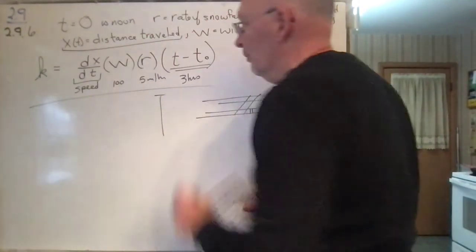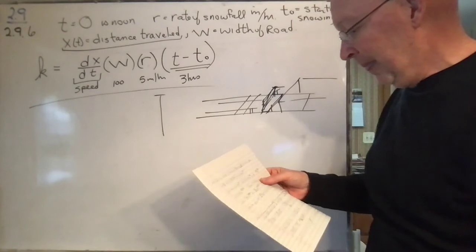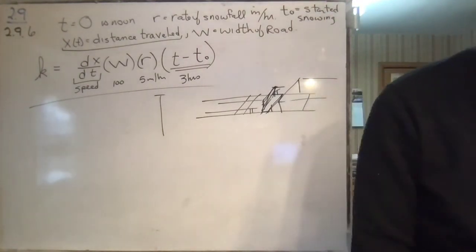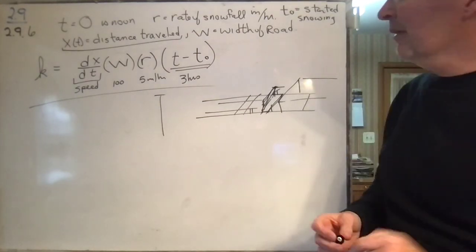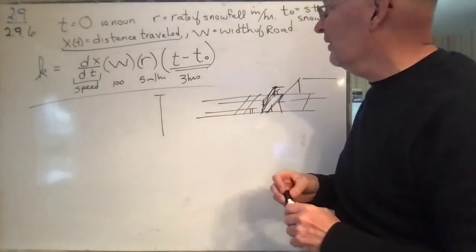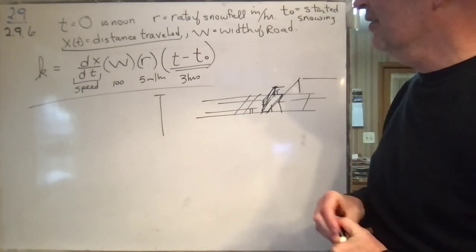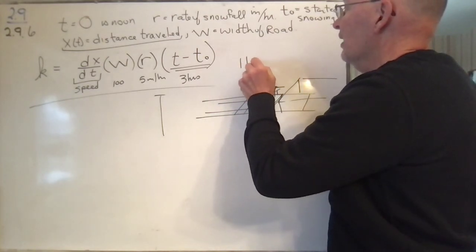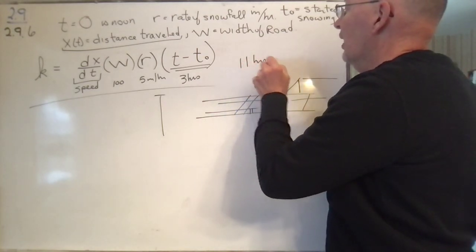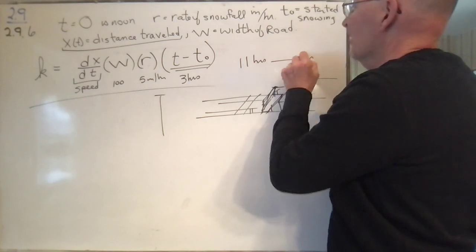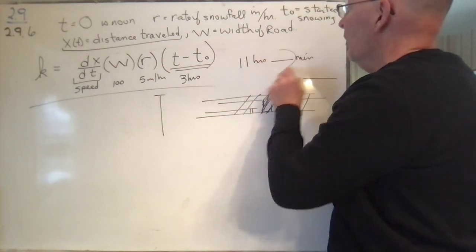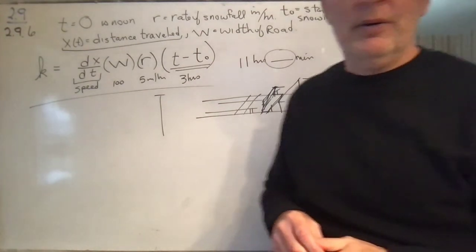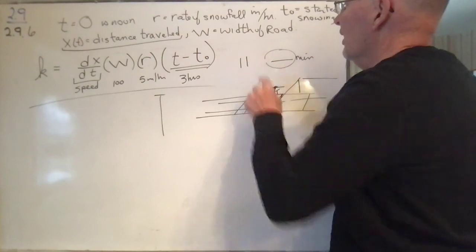See what you can do, and get help from the internet if you want. But that's a really nice problem. You can find the exact time at which it started snowing, and I'll give you a hint. It's 11 o'clock and so many minutes before noon. I won't tell you how many minutes. Not 11 hours, but 11 o'clock.